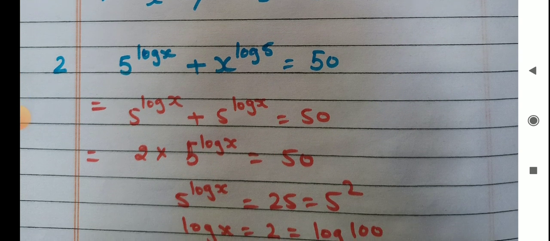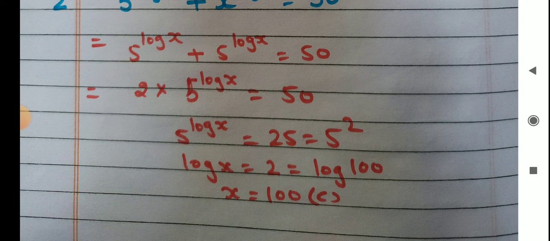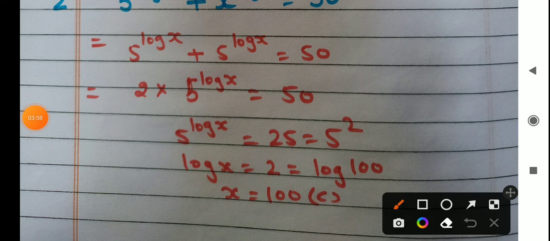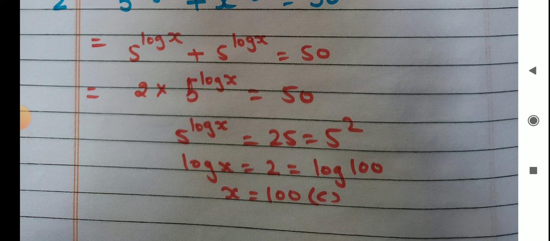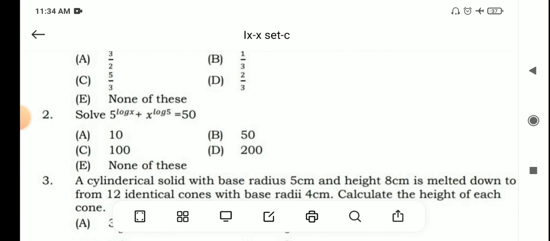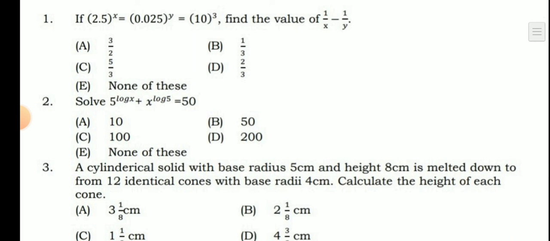So log x is equal to 2 will come, and you know 2 is the value of log 100. So on both sides the log is there, so log to log cancel, then x is equal to 100 answer will come, and 100 is in option C. So C is its correct option. Now look at the next sum.